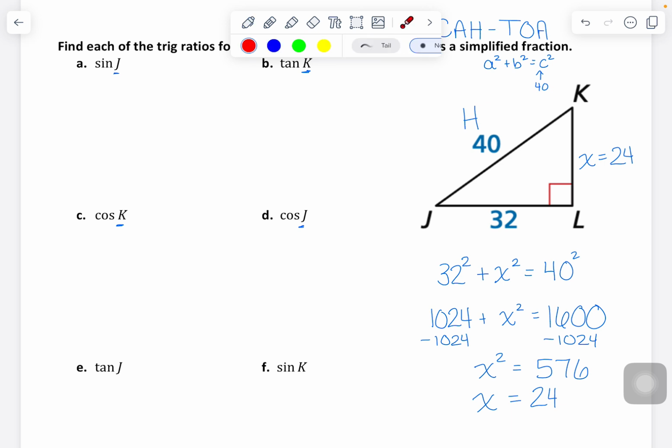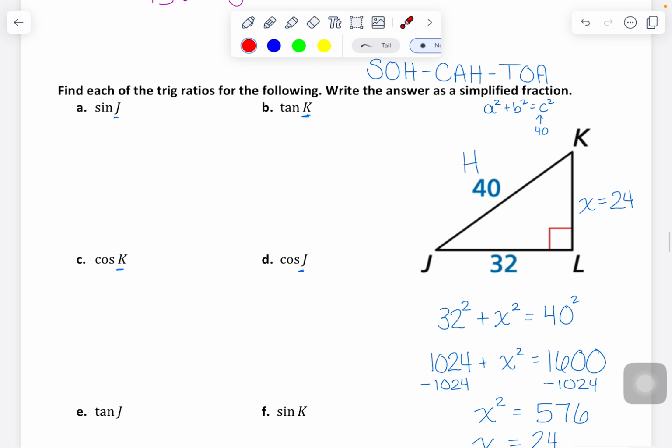So, first one is sine of J. So I ask myself, SOHCAHTOA, sine is the S-O-H. Opposite and hypotenuse are what I'm looking for. If angle J is right here, opposite is on the opposite side of the triangle, so I'm going to go across, and this is the opposite of J. So, sine of J. Just because it's written up so high, I'm not going to just write equals. Sine of J equals opposite, 24, divided by hypotenuse, 40.